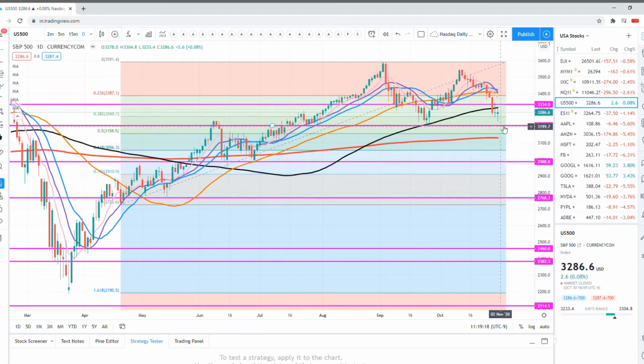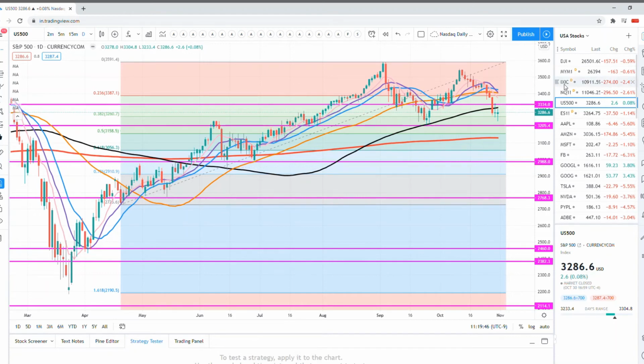We have to watch out for the 3205 level in S&P 500, and we have to be watchful. If this breaks and it doesn't take support at the 200 moving average, which is the level of 3121 right now, it might go down to 2988. So this is the level, and we have to be watchful of that.